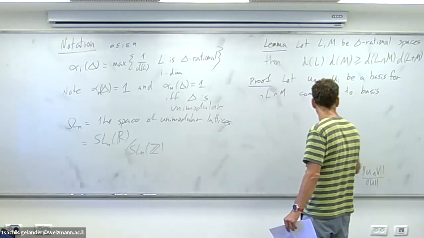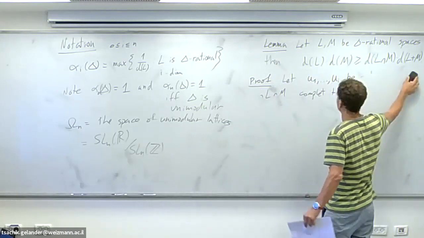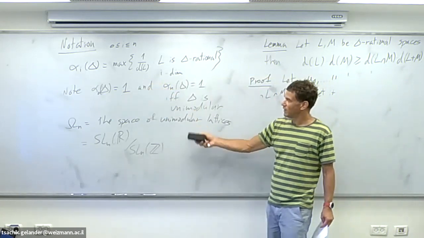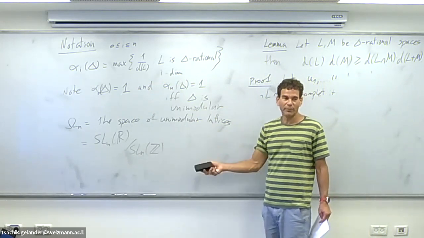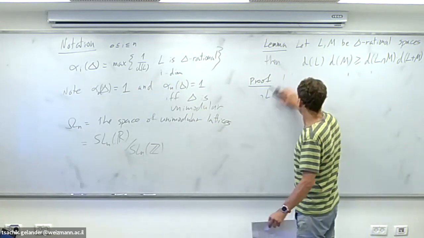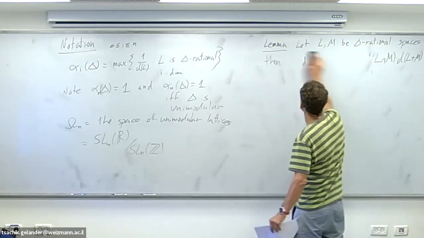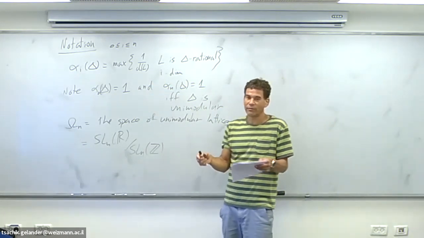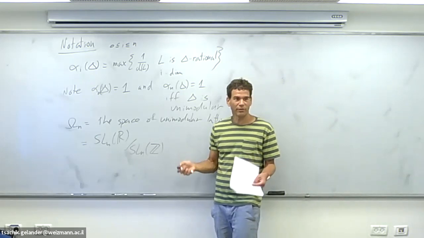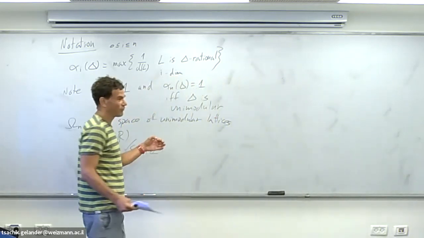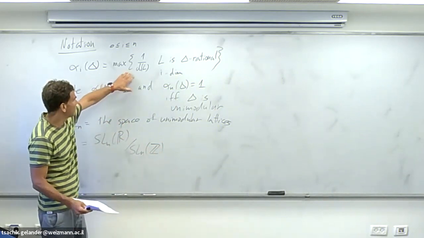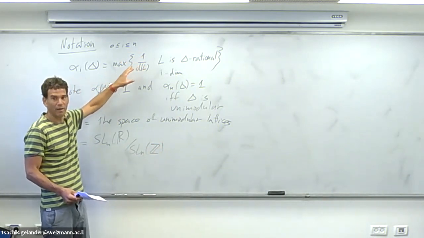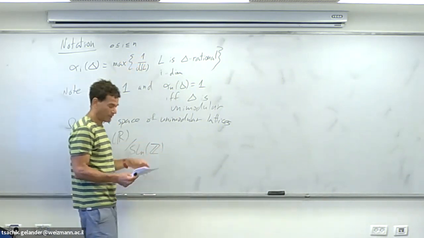Note that these alpha i are not all proper functions. Alpha 0 is not proper and alpha n is not proper, but if you take any other i which is strictly bigger than 0 and strictly smaller than n, then alpha i is a proper function, because the Mahler compactness criterion tells you that you go to infinity in the space of lattices if and only if the lattice has shorter and shorter vectors.